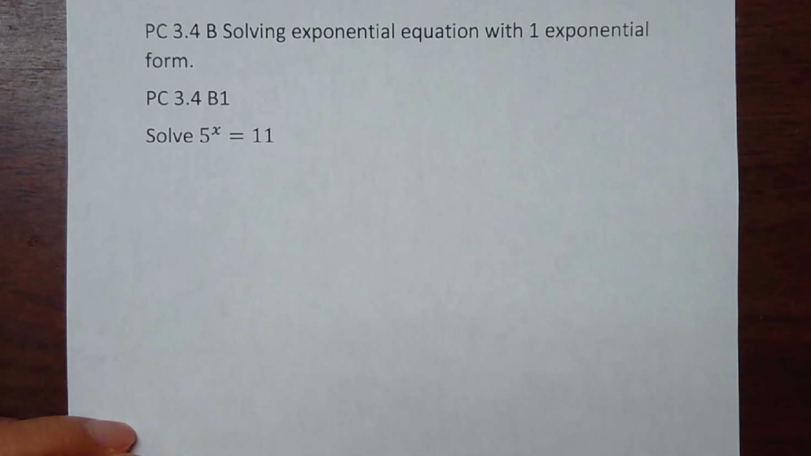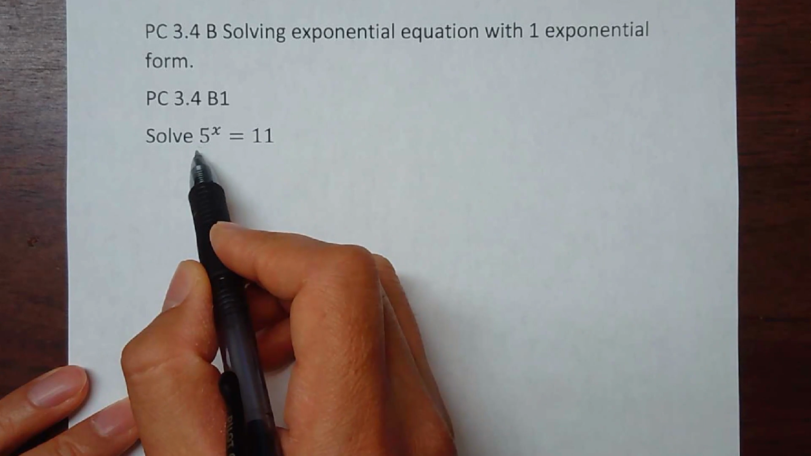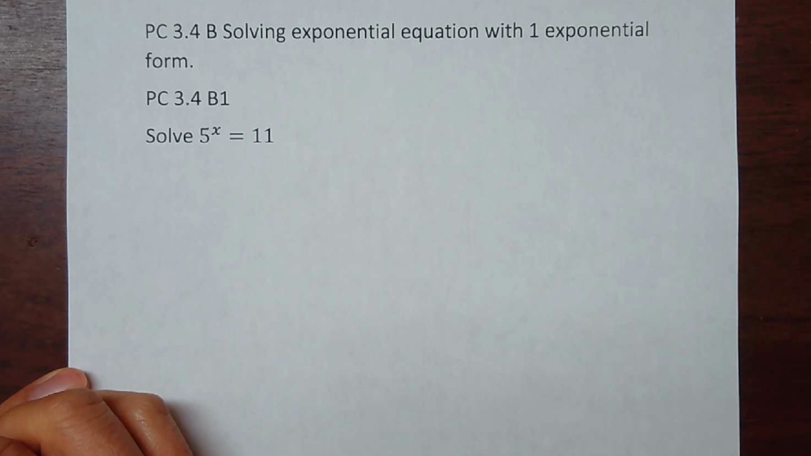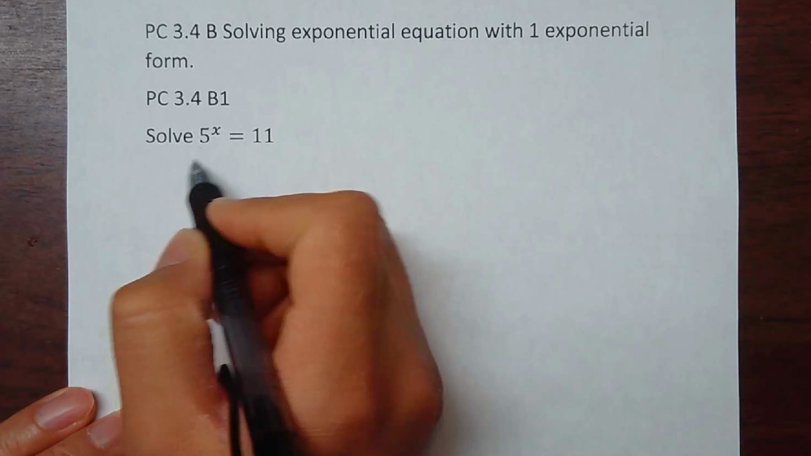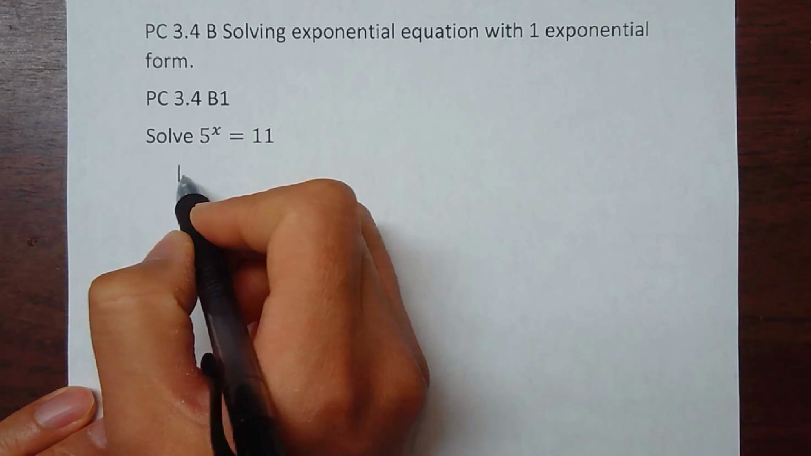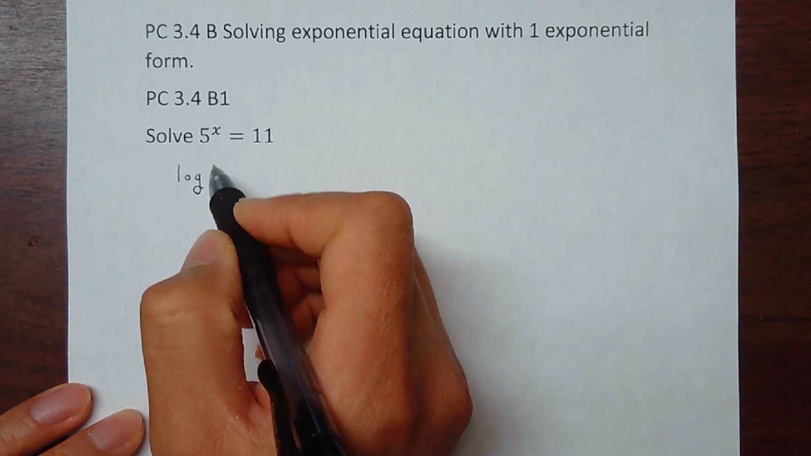Okay, next topic is solving exponential equations with one exponential form. So we have one exponential form, 5 to the x power equal to 11. There is more than one way to deal with this. One way is you take a log on both sides. It could be natural log, it could be just common log. That wouldn't make much difference at the end.